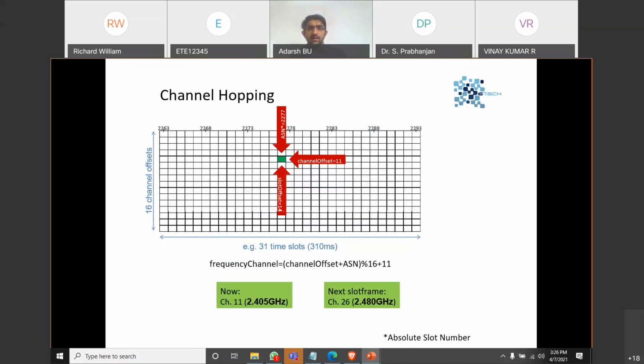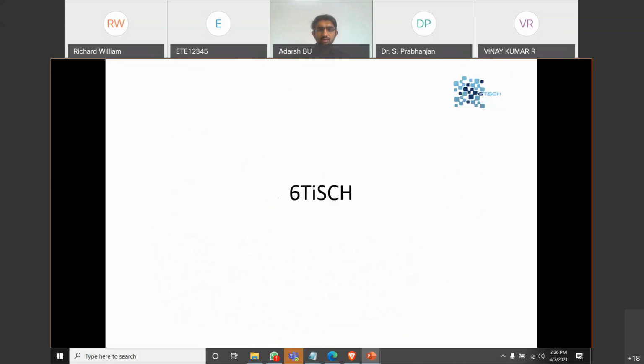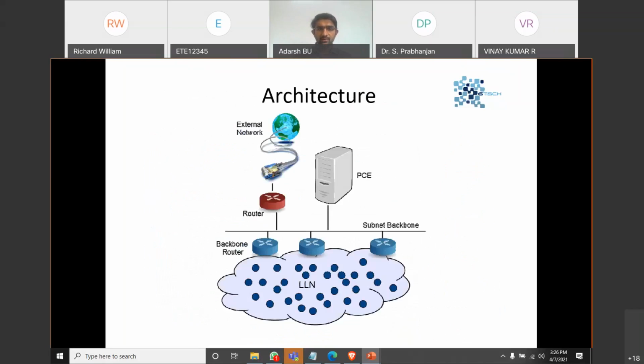This is how the channel offset is calculated. As I mentioned, these are all the channel numbers, with the channel offset considered as 11 and the slot offset as 14. The frequency channel number is calculated as (channel offset + ASN) modulo 16, plus 11. This is the formula. I'm not going deep into it; I'm just moving on to the hands-on part.